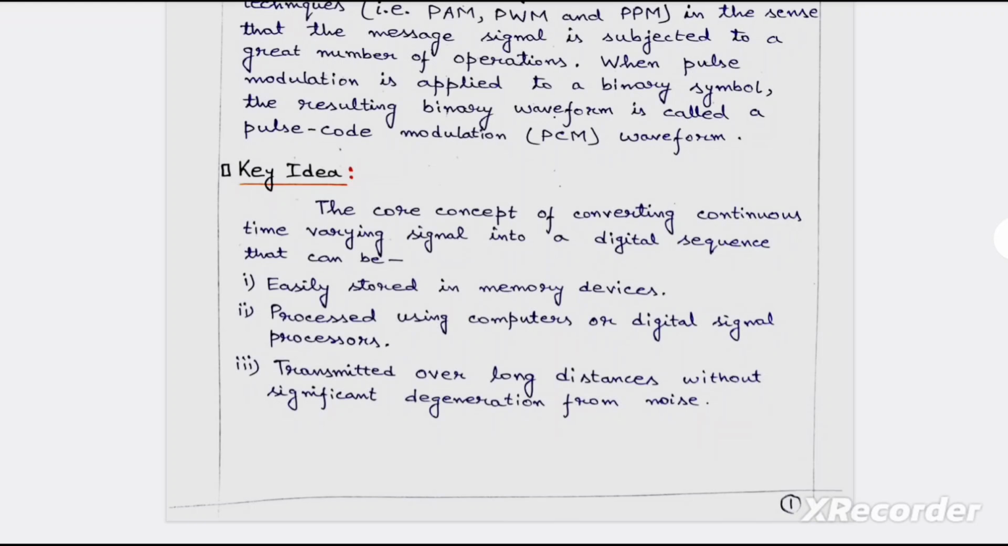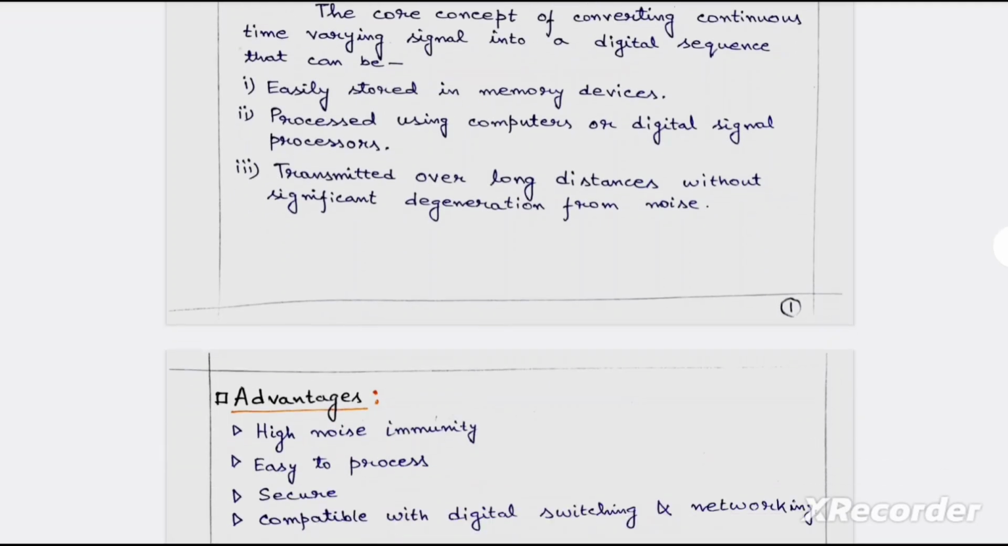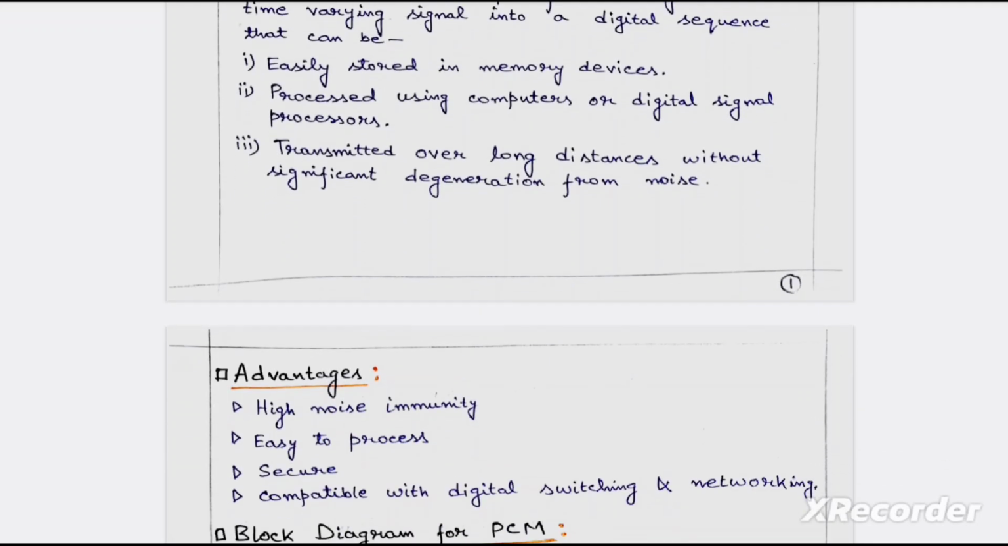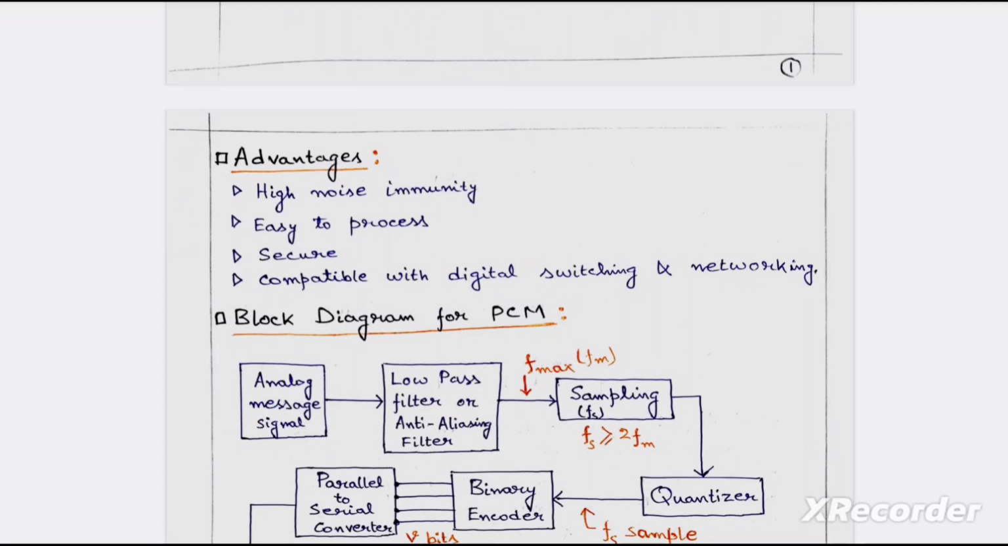Here is the key idea. The core concept of converting a continuous time varying signal into a digital sequence that can be easily stored in memory devices, processed using computers or digital signal processors, and transmitted over long distances without significant degradation from noise. Now see the advantages that are associated with the PCM: high noise immunity, easy to process, secure, compatible with digital switching and networking.